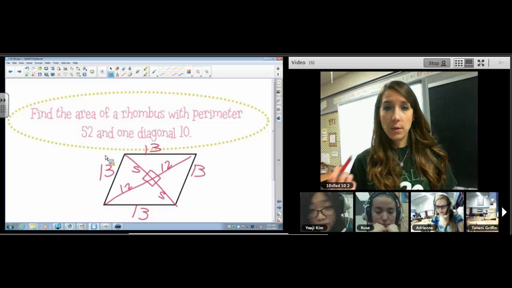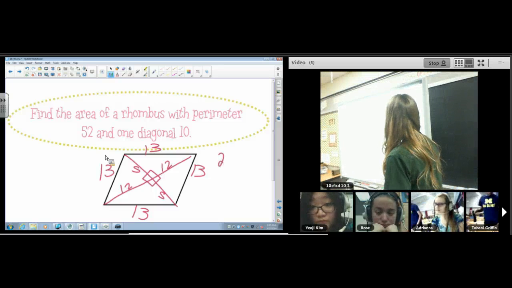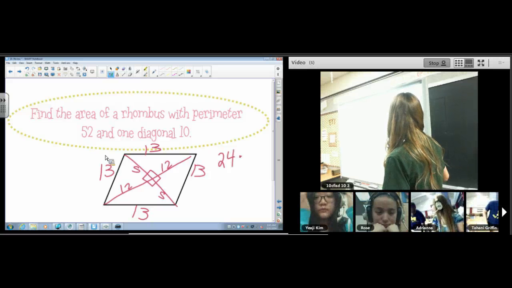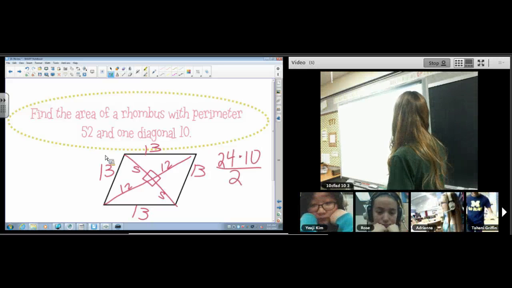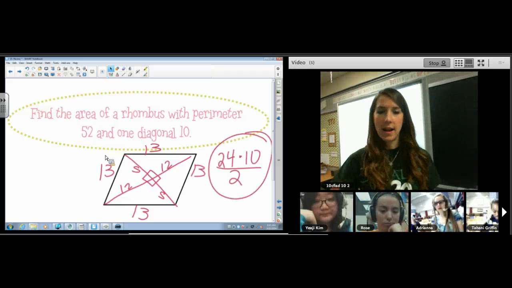5, 12, 13. If you didn't know that, you would do the Pythagorean theorem. And then we've got diagonal 1 is 24, diagonal 2 is 10, and divide by 2. That's how you find the area of a rhombus: diagonal times diagonal divided by 2.